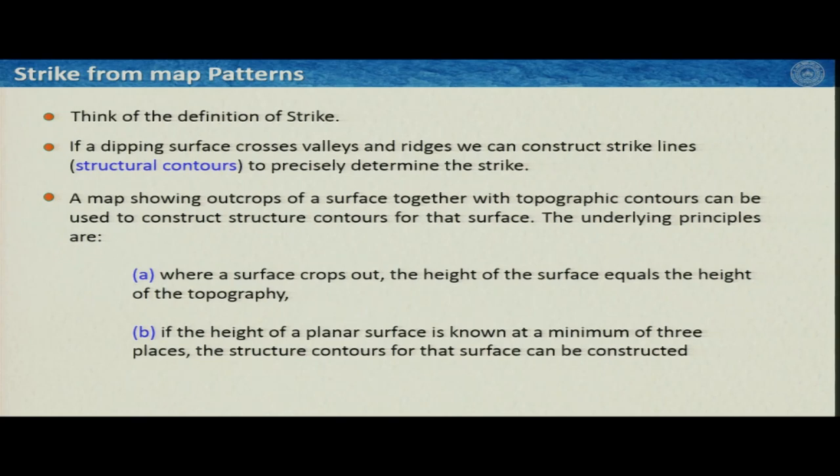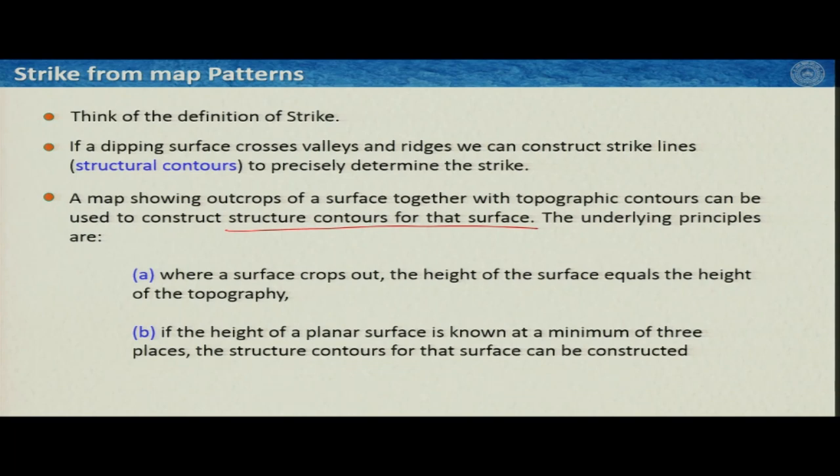Now, a map showing outcrops of a surface together with topographic contours can be used to construct structural contours for that surface. And when we construct these structural contours, it has two underlying principles. The first principle is where a surface crops out, the height of the surface equals the height of the topography.